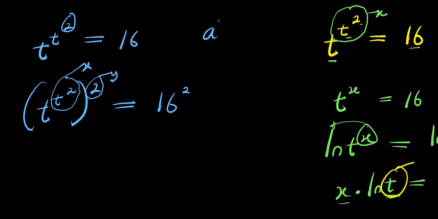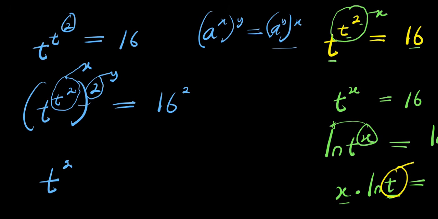Now, this t power 2 will represent my x, and this will represent my y. Then if you have a to the power of x raised to the power of y, this means a power y raised to the power of x. So the y will come inside the bracket while the x will go outside the bracket. So let's apply that here. So I will have t raised to the power of 2, the y coming inside the bracket, and this raised to the power of t power 2. That means x coming outside the bracket. And this equals 16 power 2.